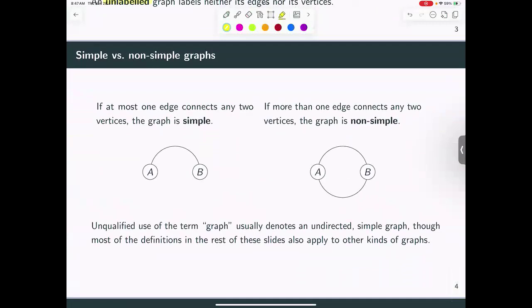Now, mostly we're going to be dealing with simple graphs. But it's good to know that there are 2 different types because in future courses, that may not be the case. Now, if there's only one edge that connects any 2 vertices, we call the graph simple. You'll notice that this has nothing to do with the directionality of it. It's just about how many edges there are connecting it.